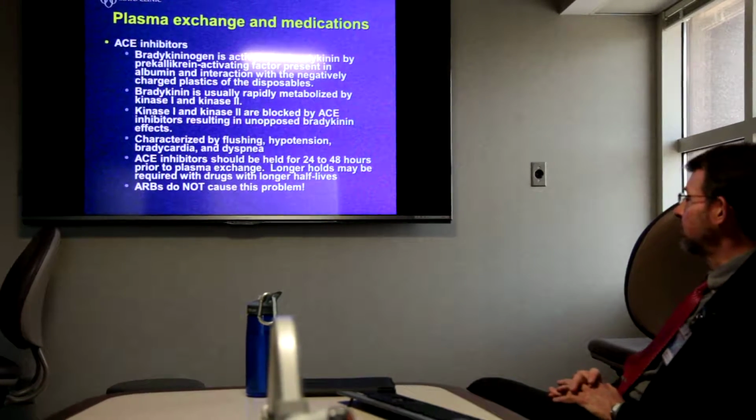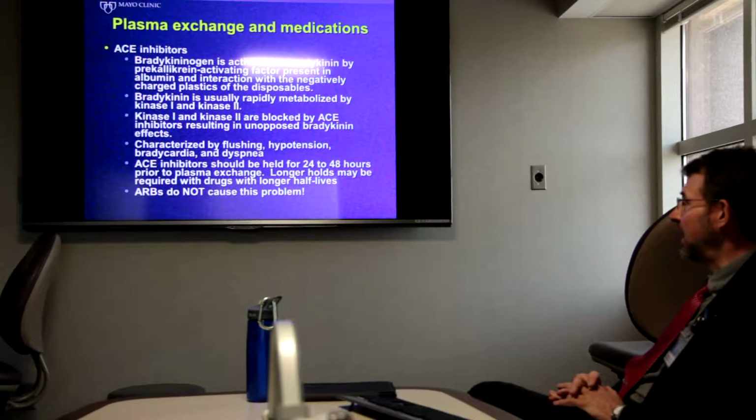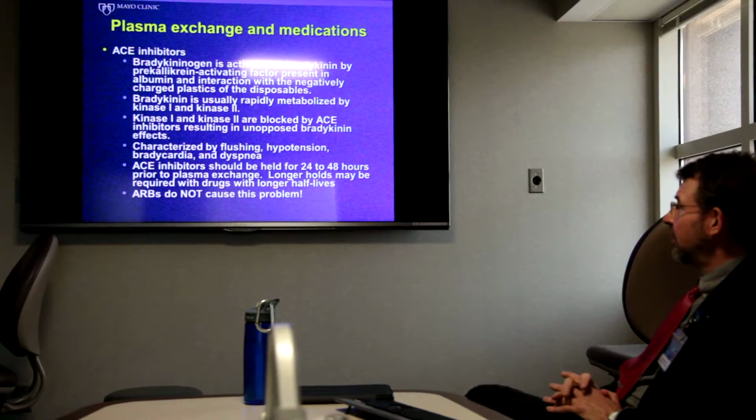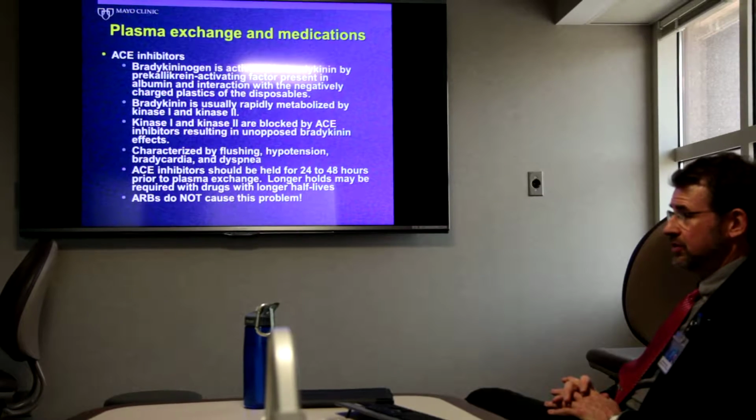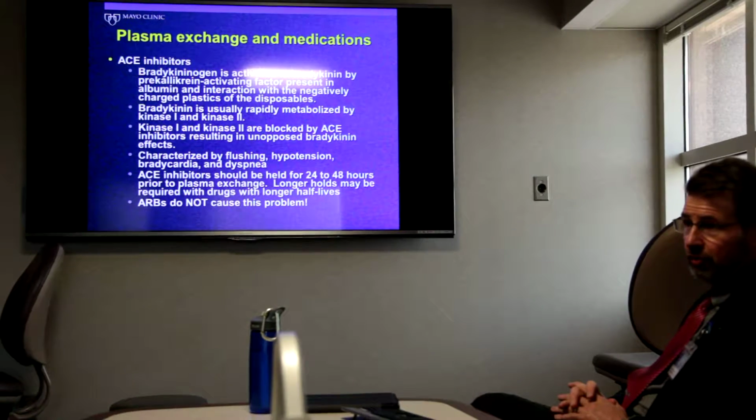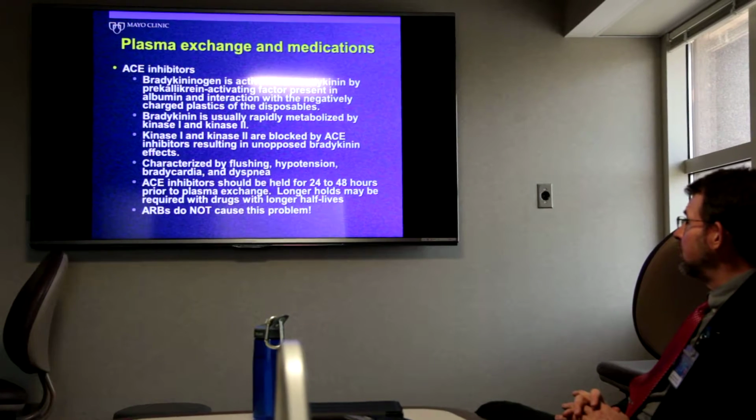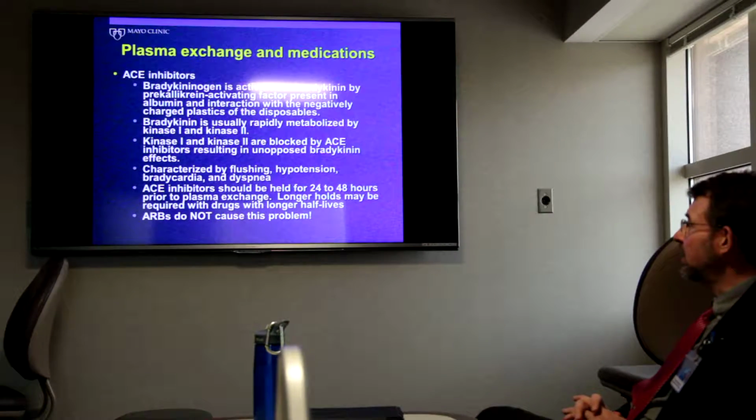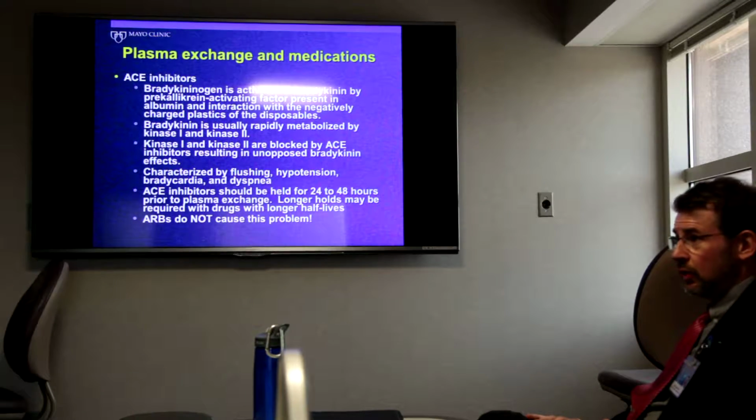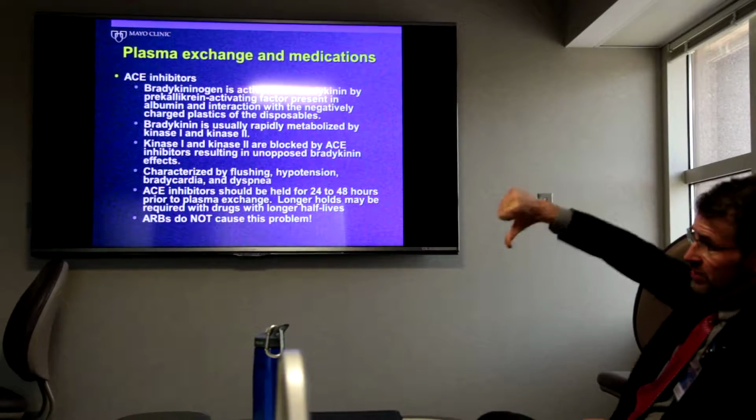Now, the issue here with regard to plasma exchange and angiotensin converting enzyme inhibitors, the reason why we ask is this: bradykinin is activated to something called bradykinin by another substance called prekallikrein activating factor, and that is present in some lots of albumin, okay? So it's variable from lot to lot. What that does is the bradykinin is converted to bradykinin. Bradykinin is a very potent vasodilator. So it causes the blood vessels to dilate up, and will cause people's blood pressures to tank, okay?